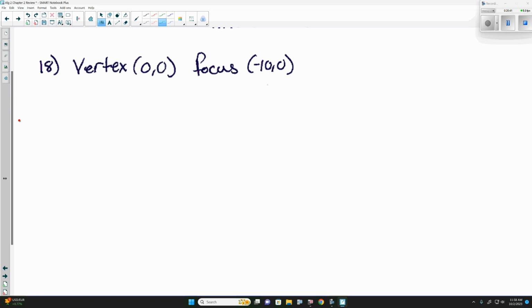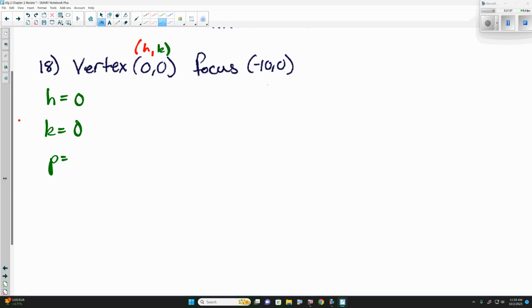Now, this one indeed did give us the vertex from the start, 0, 0. And again, vertex is our h, comma, k. And we need to find the values of h, k, and p to be able to solve this. With it telling us that the vertex is 0, 0, it's telling us h is 0 and k is 0.